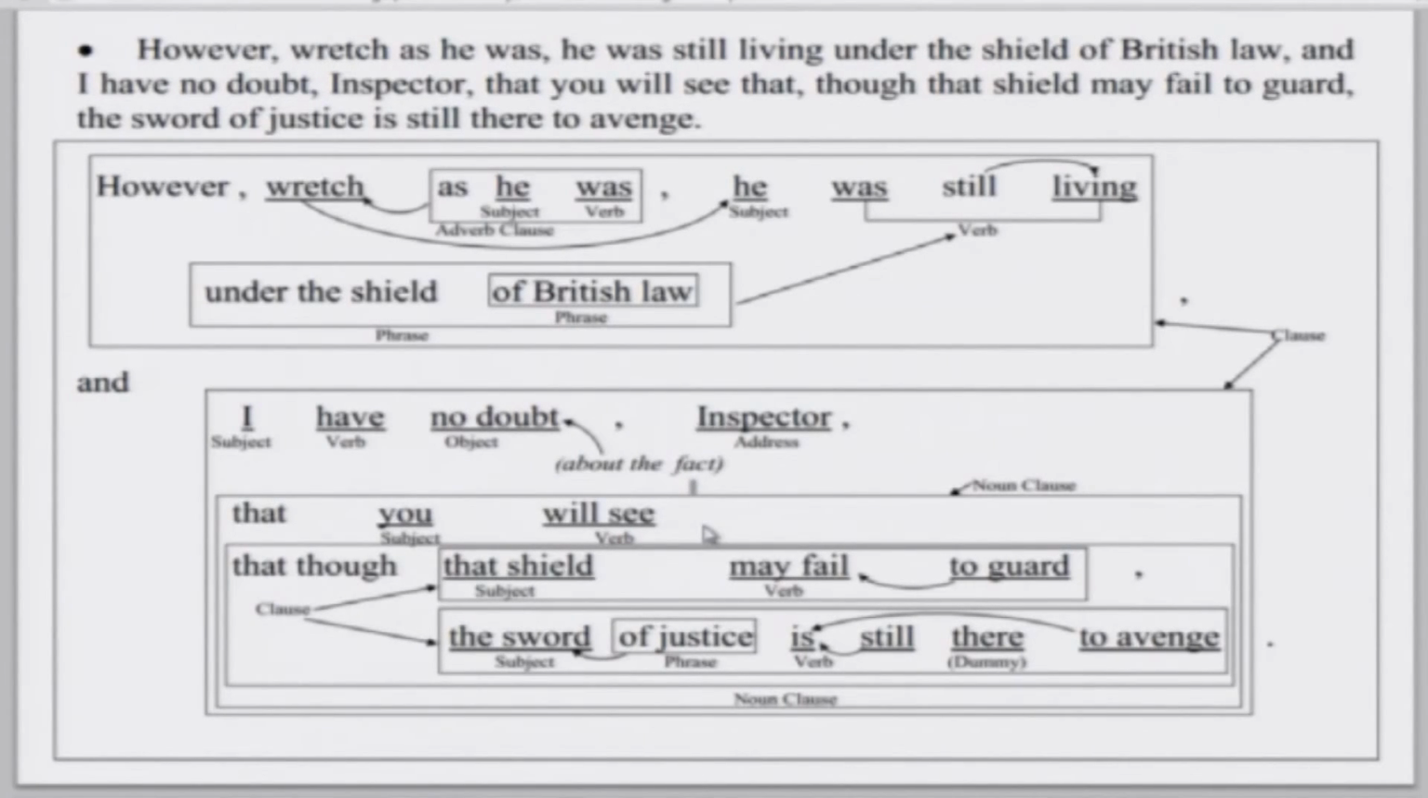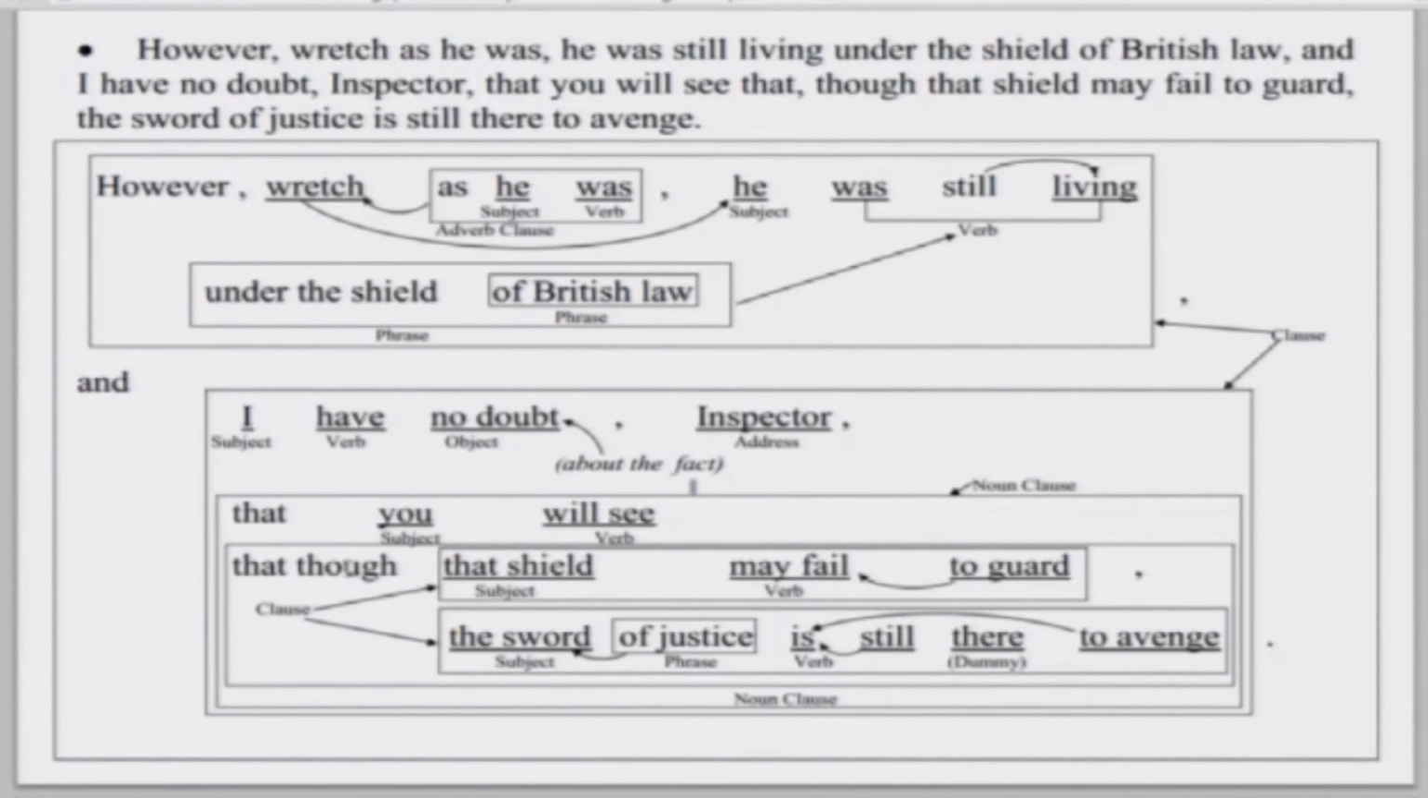This is a typical use. Okay. I have no doubt about the fact. What is that fact? That you will see. And what will the inspector see? See. The object to that verb "see" is, here there are two clauses, and those two clauses are slightly in opposition. Okay. That opposition is given by this connecting word. This "though" is connecting these two clauses in opposition to each other. This "that" is connecting this entire clause to the verb here.